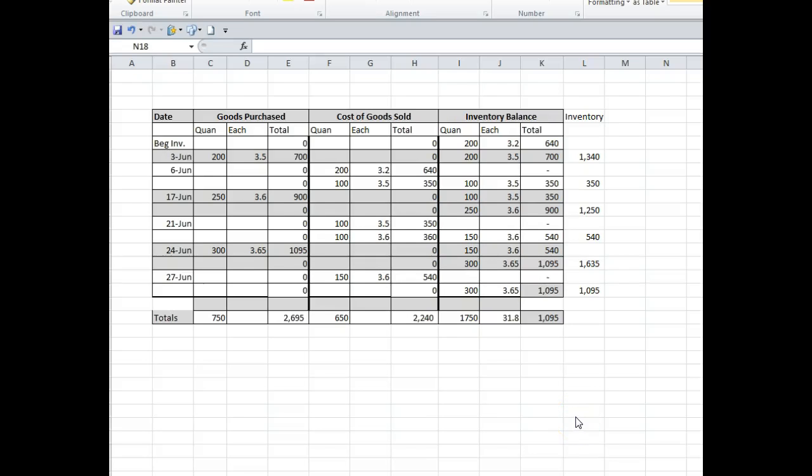I think I need to do a video to help you understand what we're doing with this FIFO, LIFO, and weighted average. This is exercise 8.8, and we're dealing with perpetual inventory. When you deal with perpetual inventory, you have to keep track of purchases and sales as they happen. So you've always got a running total of the inventory, the quantity, and the value.